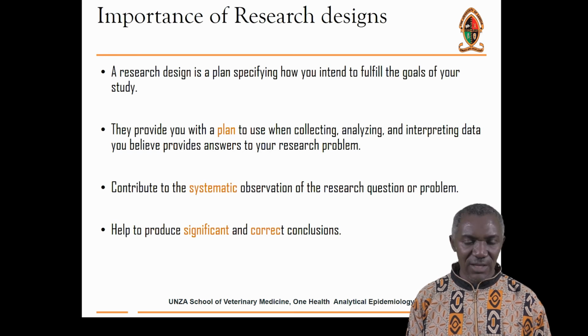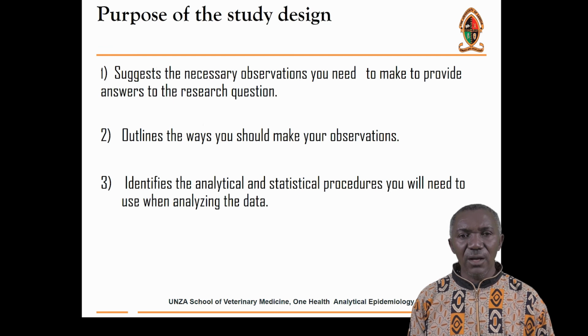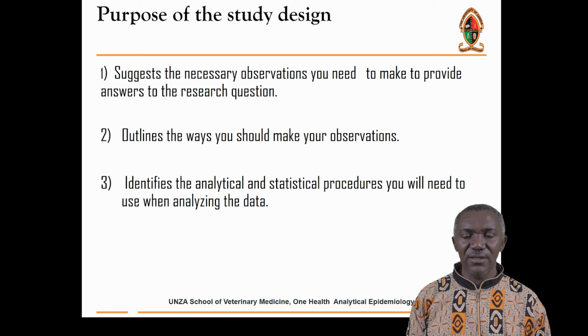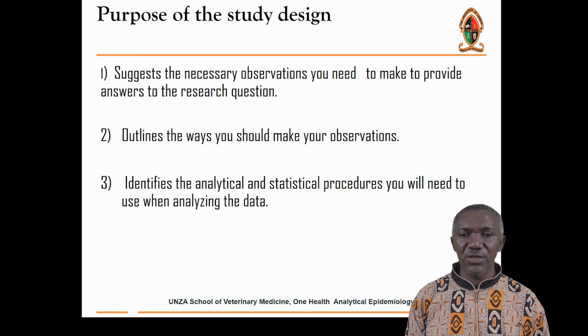So research design will help you to reduce bias in your conduct of a study, which will lead you to collect more valid results. So we've been saying that the purpose of the study, as I've been saying, is much more also provided in the previous slide. It suggests the necessary observations you need to make to provide answers to your research question. So it will provide you with the necessary observations you need to make in order to answer the question, and also outlines the ways you should make observations and identifies the analytical and statistical procedures you need to do when analyzing. So basically this has been also spoken of in the previous slide.